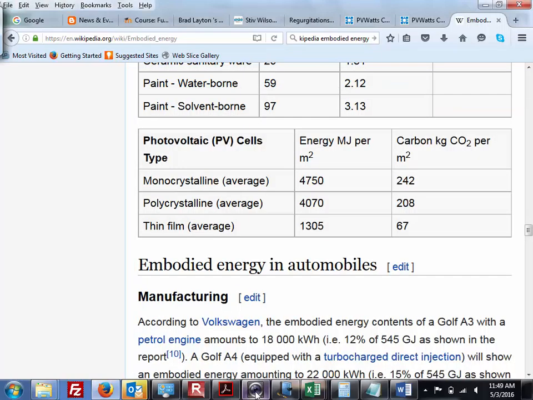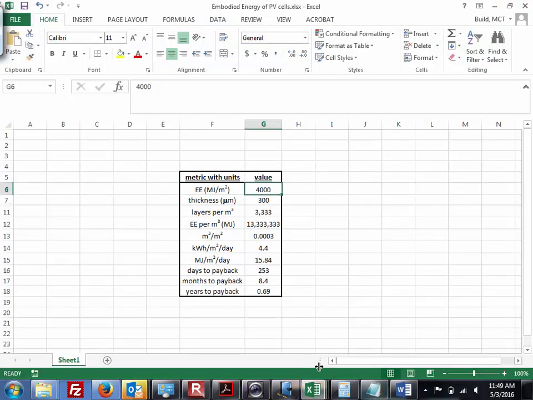So I've got polycrystalline 4070. And my little problem, I just put it as 4,000. Now, this is critical, and we've been over it a million times in 101, 102, but it's critical for any engineering analysis. Always put your units on there. Megajoules per square meter. And then over here, it's just a number. I put in 4,000. We can type in 4070. So that's what we just saw for polycrystalline on the website.